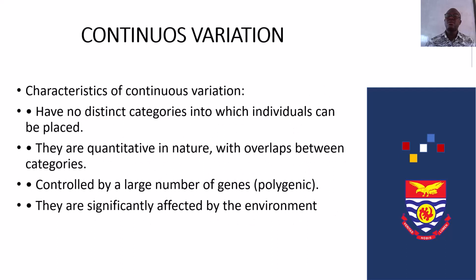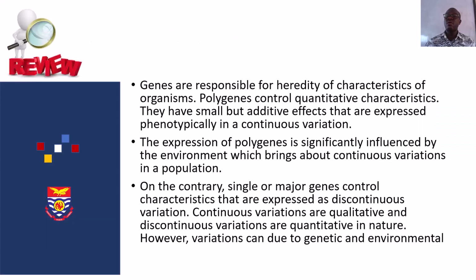So the characteristics of continuous variation: they have no distinct categories into which individuals can be placed. They are quantitative in nature with overlaps between categories, controlled by a large number of genes, or polygenic. They are significantly affected by the environment.